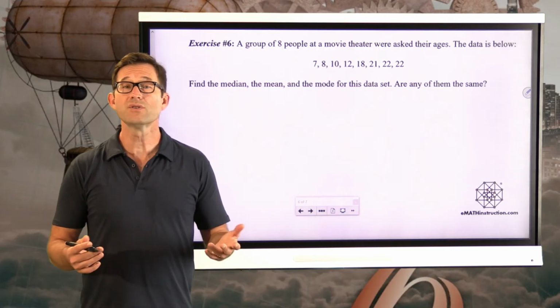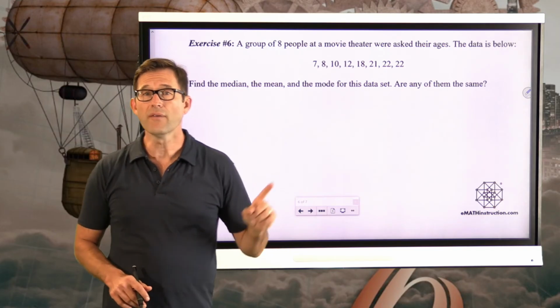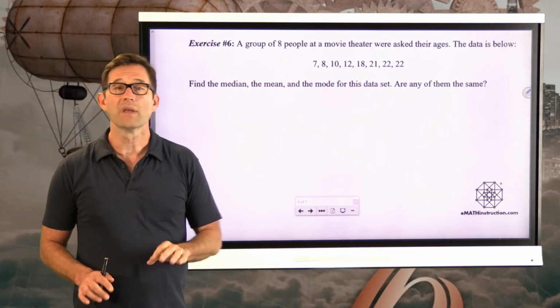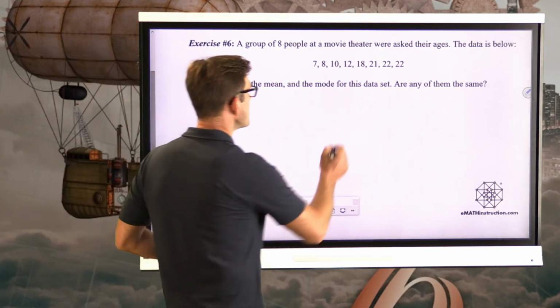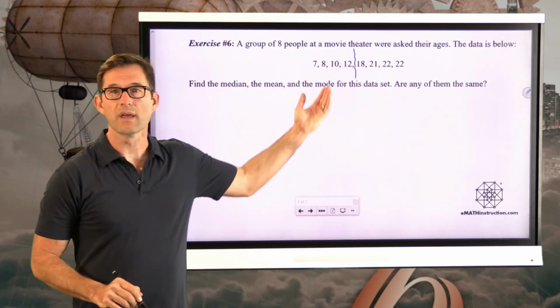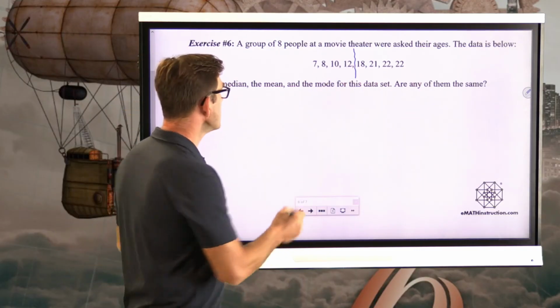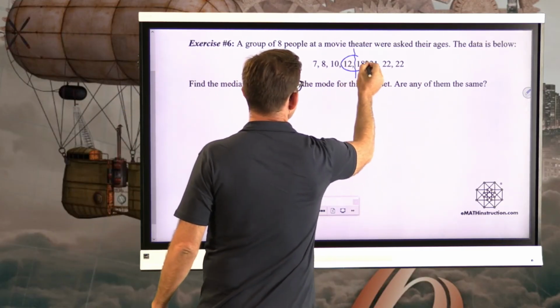All right, well, let's do the median first. Let's just go right down the line. The median, simple enough. Now it's 8 people. Because there's an even number of people, there's a lower 4 and an upper 4, right? So you've got the lower 4 ages, you've got the upper 4 ages, and the median is now going to be the average of these 2.